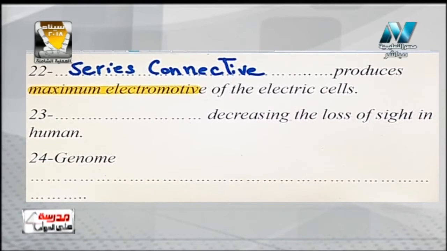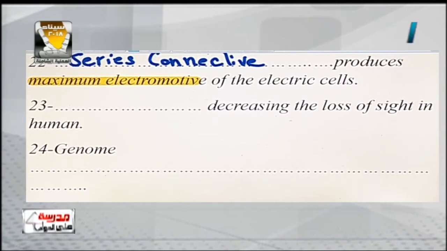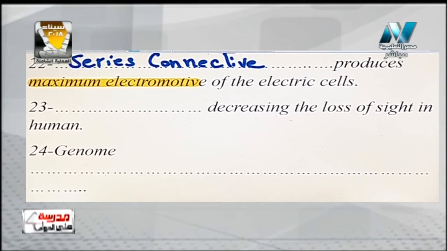Next one is, what decreases the loss of sight in humans? We have here a question from unit 3, or unit 4 especially, decreasing the loss of sight in humans. Here we have a vitamin, and this vitamin is very important: vitamin A. We have some modification in the genetic structure of rice to make provitamin A, carotene, change into vitamin A to avoid loss of sight in humans. This is a very important question.